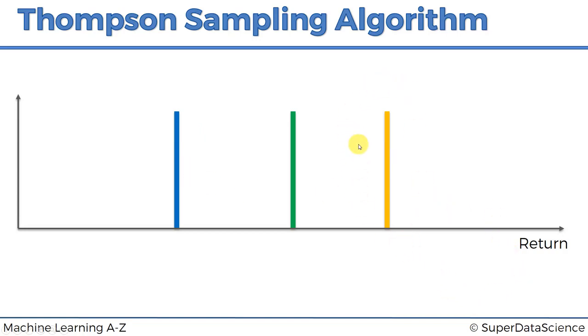And obviously, if you knew this right away, you would say that machine number 3, or the yellow machine, is the best one because it has the highest expected return. You'd always just bet on this one. But again, you don't know this yet.